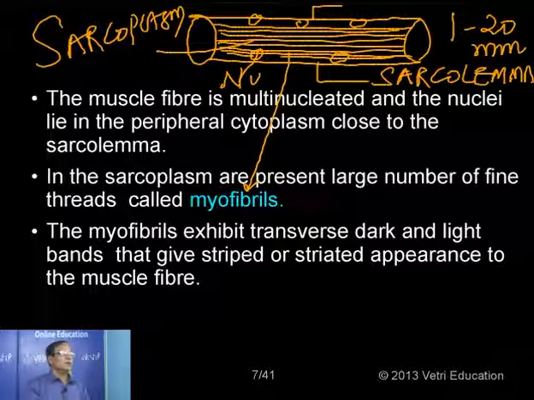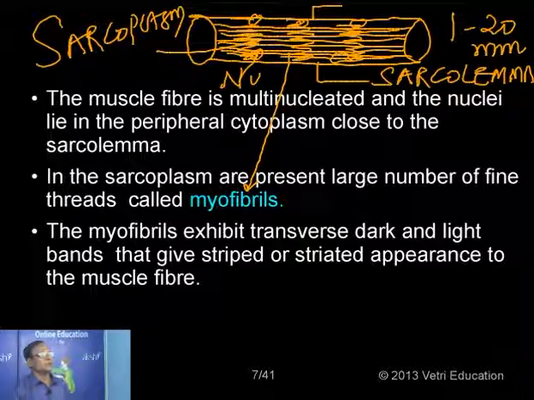Then, actually, these myofibrils exhibit dark and light bands. They exhibit dark and light bands because of the presence of certain filaments in them. And as a result, the muscle fiber is striped in appearance, like this.